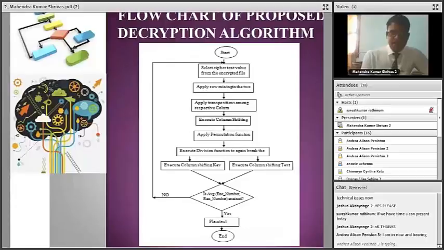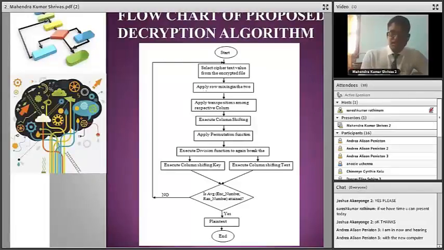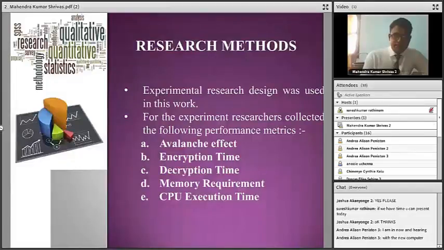Then in the decryption process, we do the reverse. We have the encrypted file, and we take it and, in reverse, apply row mixing, then transposition, then column shifting, then the permutation function, then the division, where the key will be separate and the text will be separate. Once it is done for all the data, we finally have the plain text. So that is the whole simplified algorithm.